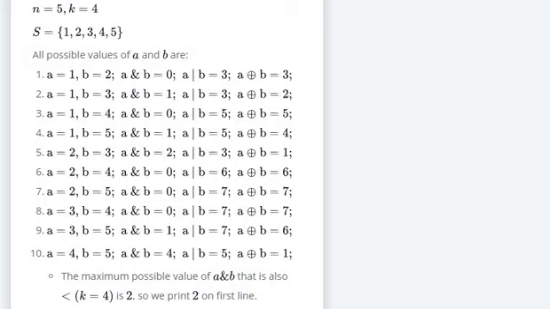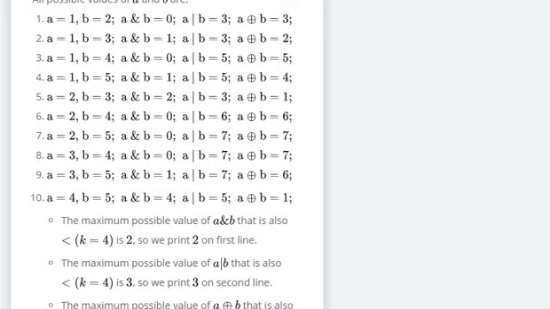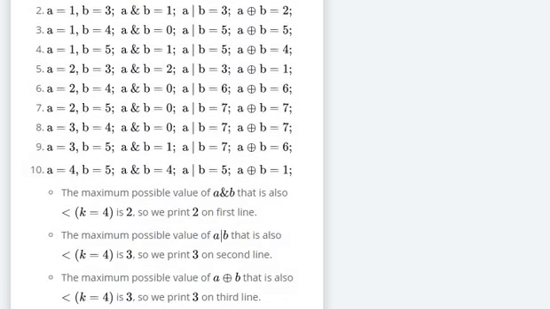I repeat. What is the maximum possibility of A AND B which is also less than K? The maximum possible value less than K is 2. So we print 2 on the first line. The maximum possible value of A OR B that is also less than K is 3. So we print 3 on the second line. The maximum possible value of A exclusive OR B which is less than K is 3. So we print 3 on the third line.